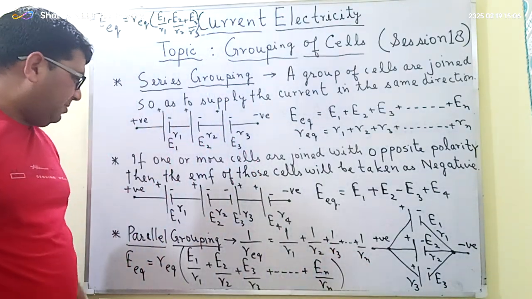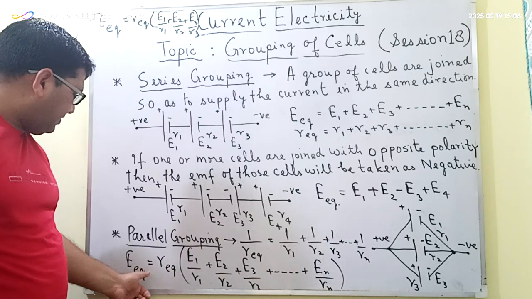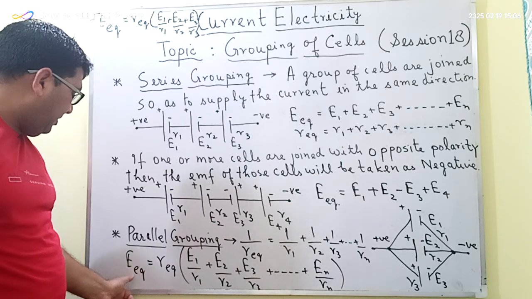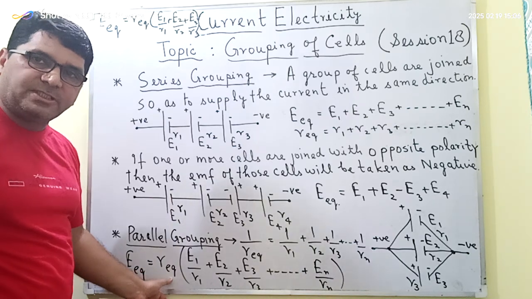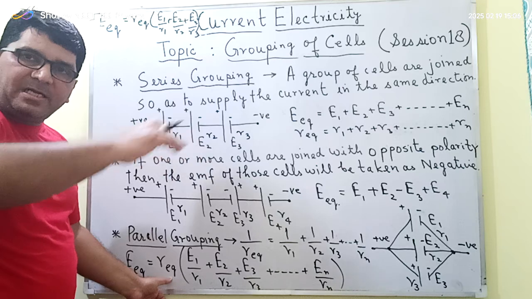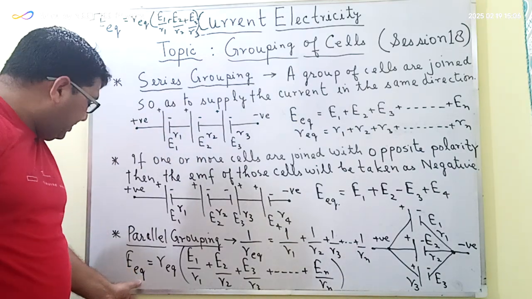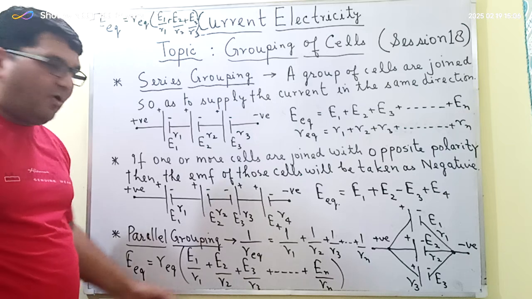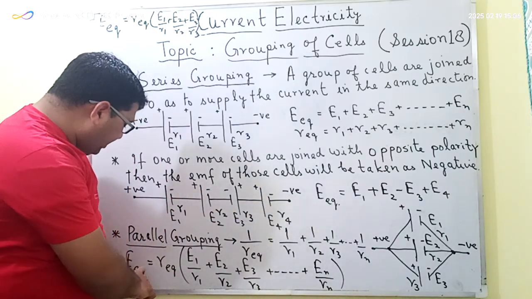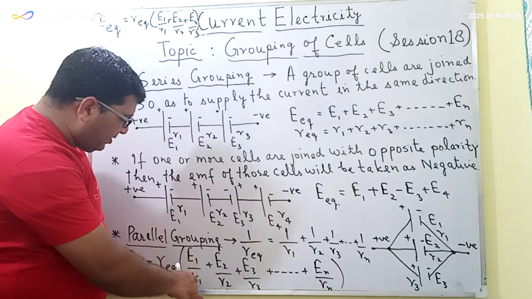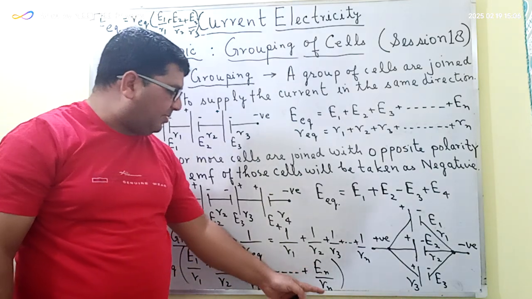And the general formula for the equivalent EMF is given by this, that is EQ is equal to Req, where Req is the equivalent internal resistance of that parallel grouping of cells, and EQ is the equivalent EMF of that parallel grouping of cells. And so EQ is equal to Req multiplied by E1 upon R1 plus E2 upon R2 plus E3 upon R3 and so on up to En upon Rn.